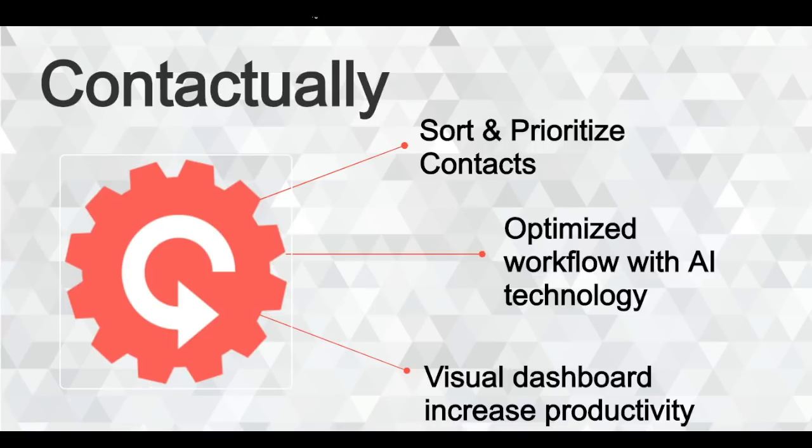With Contextually, you can sort all your contacts into buckets or groups, and that allows you to send out messages to each individual group. This way, you make sure that the right person is getting the right message at the right time. It has dashboards that prioritize all of your daily tasks to make sure that you're doing the most important ones first and the least important ones last. It also uses AI technology to optimize your workflow and make you more productive, and who doesn't need that in their life?